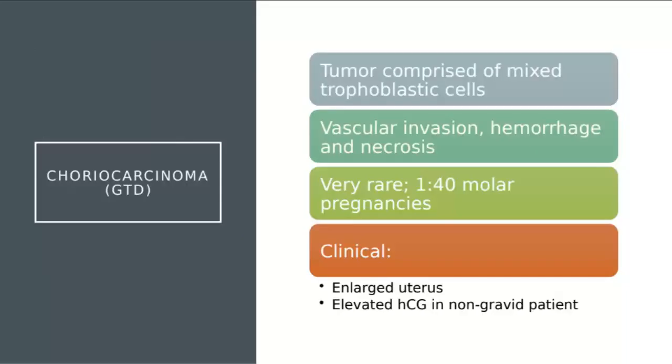Next, we have choriocarcinoma. This is another type of GTD, but don't worry, you're not going to end up with a baby from this. This is a little bit more worrisome in terms of malignancy. So this is when we still have those trophoblastic cells, and a tumor is starting to develop because of that. It is going to be a highly vascular tumor, so it's going to result in potential bleeding, hemorrhage, and tissue death. It is very rare, so it can only occur from a molar pregnancy, right?